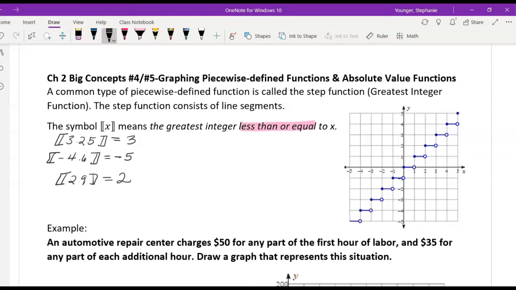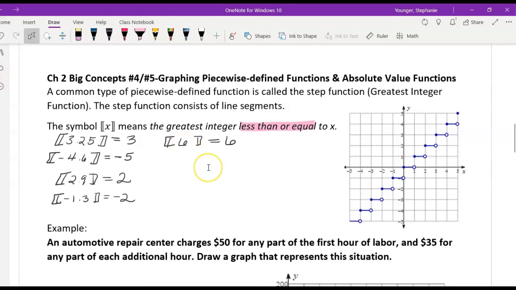If you said 2, that's awesome because that is absolutely correct. And then we have negative 1.3, which rounds down to negative 2. And then let's try one more. What if we had a positive number? What would that round down to? It would stay the same at 6.